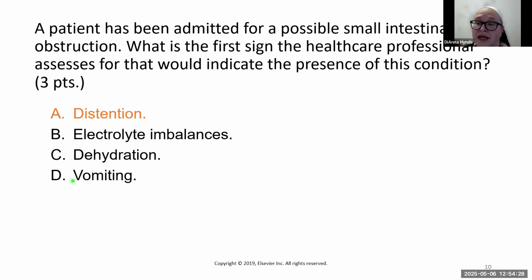And so you will get to this point where you can get vomiting, dehydration, and electrolyte imbalances. But what's going to show up first is the distension. It's going to take about 24 hours for any of these other things to show up. So the first thing you look for is distension.